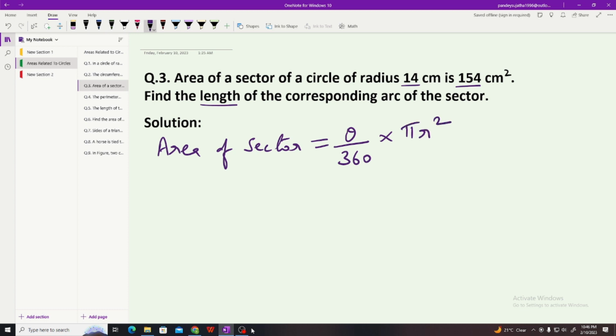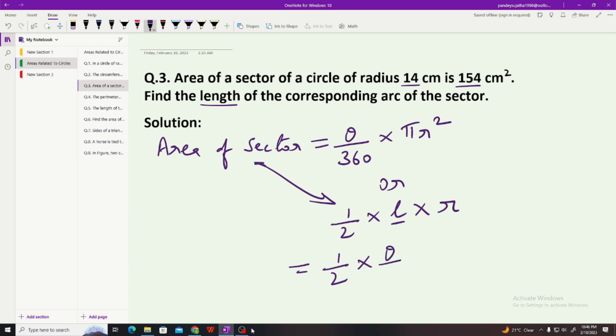So let me tell you, we have one more formula to find the area of sector, that is half into length of arc into radius. This is one more formula to find the area of sector. So just see how. Half, and you all know the formula for length of the arc. Length of the arc is theta upon 360 into 2 pi r. This is length of arc, and now write this arc.